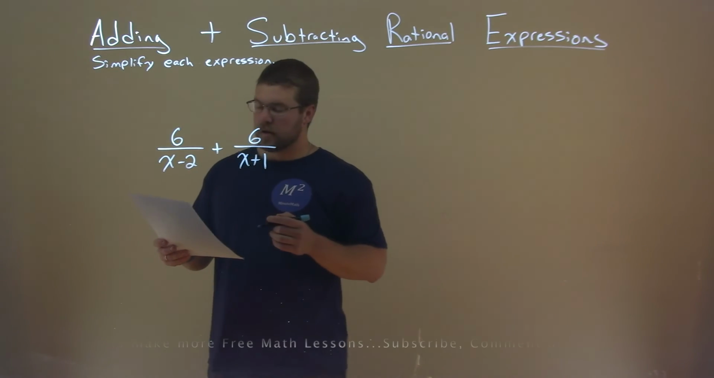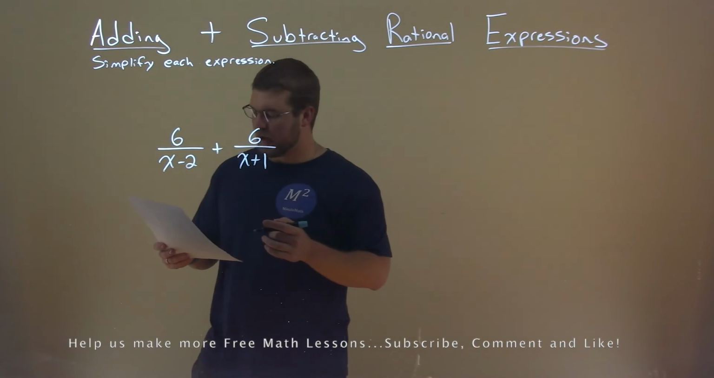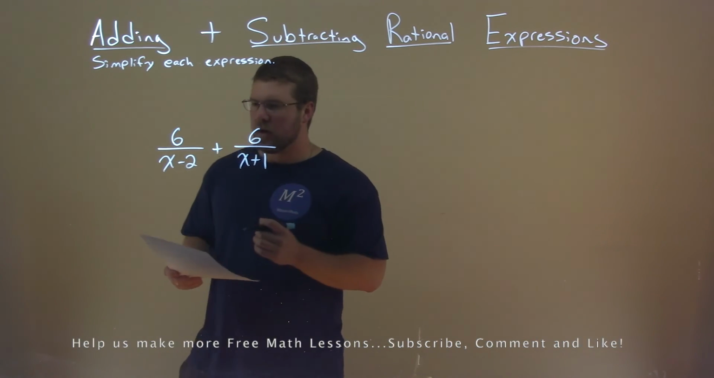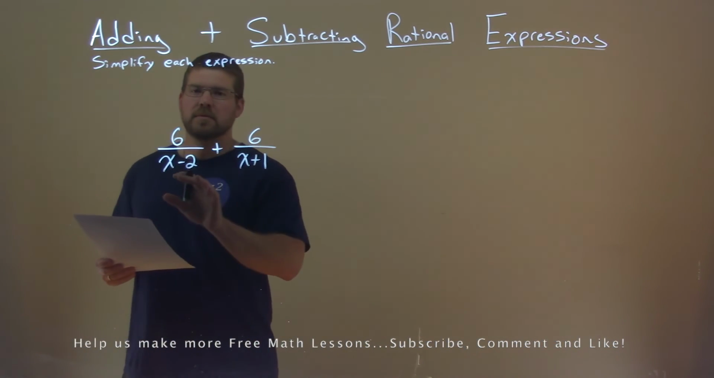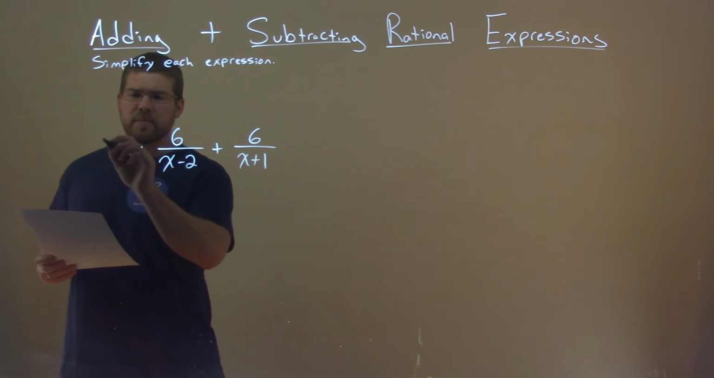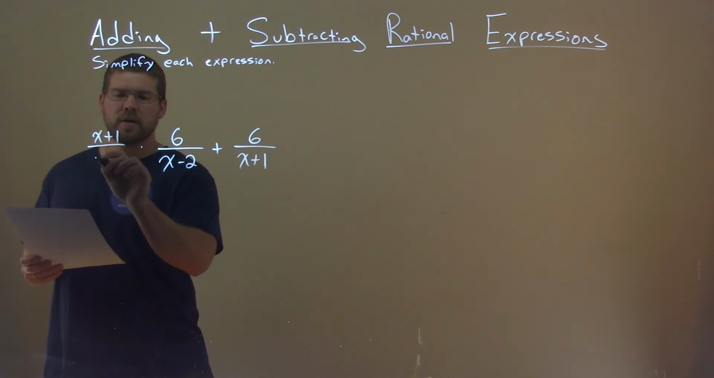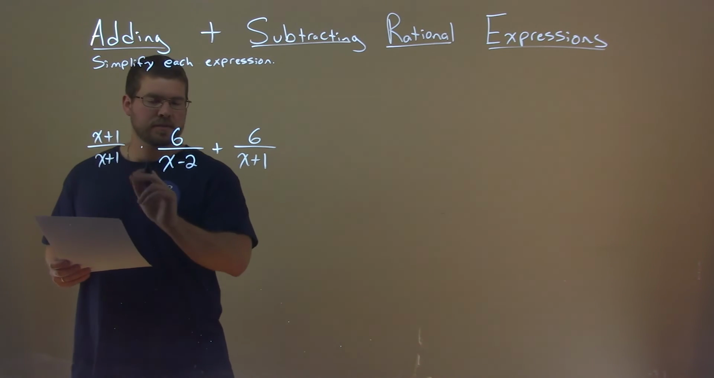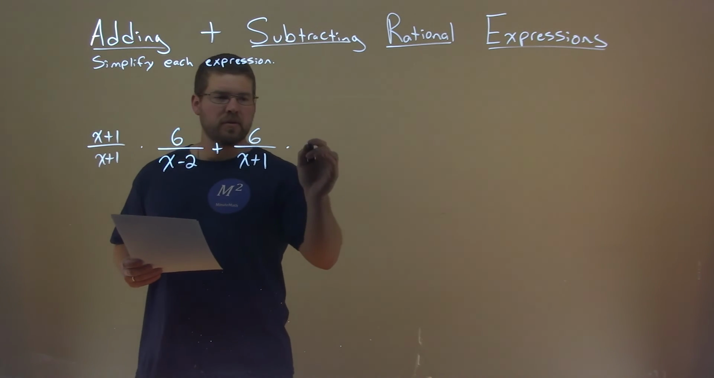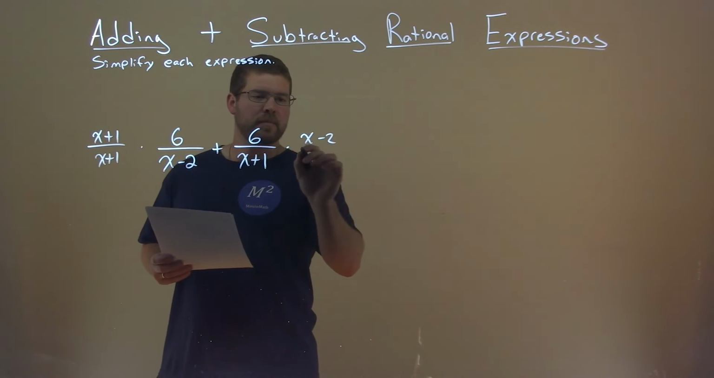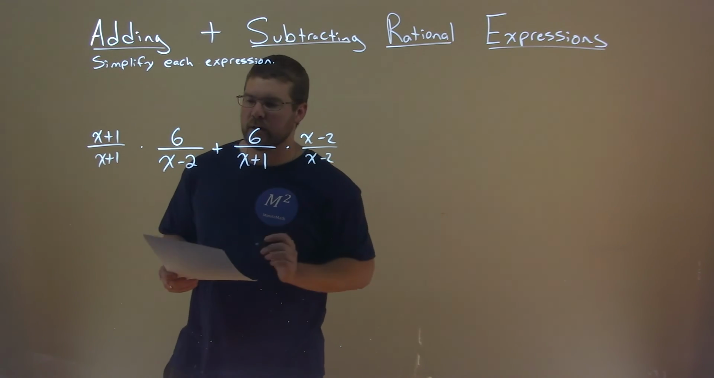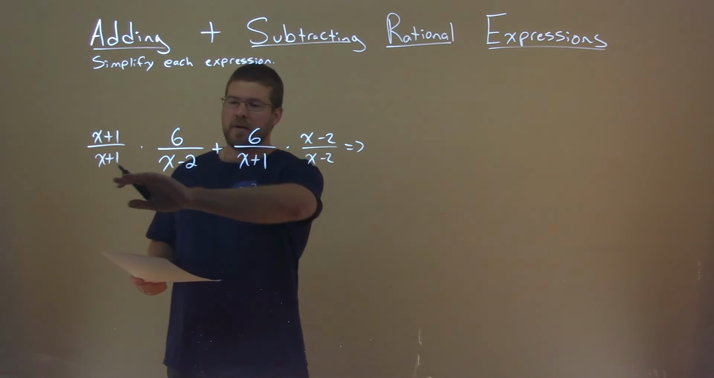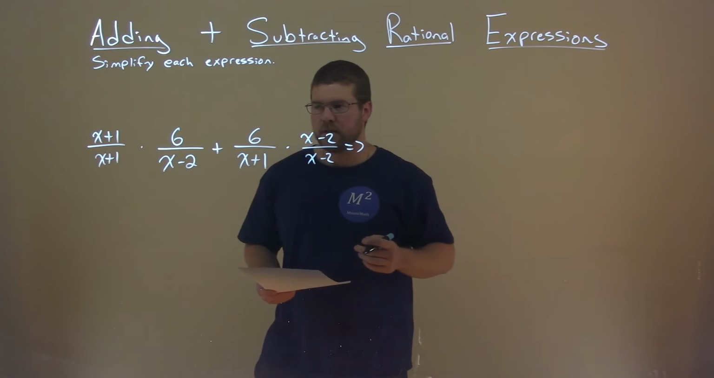We're given this problem here. 6 over x minus 2 plus 6 over x plus 1. And we need to simplify this expression. Well, I want to have the same denominator. So to do that, I take this first part, x plus 1, the denominator here, and multiply it by that over itself. Second part, I do the same thing, but with the other denominator, x minus 2 over x minus 2. This leaves us with a common denominator of x plus 1 times x minus 2.